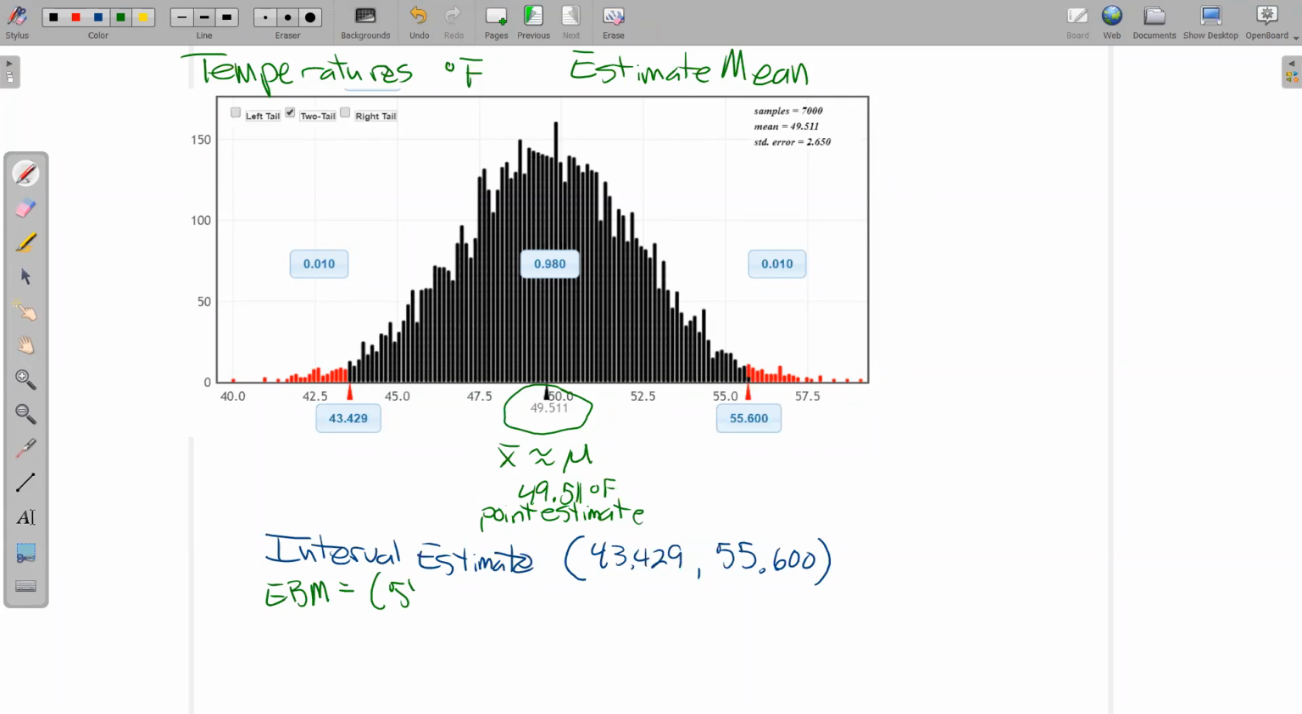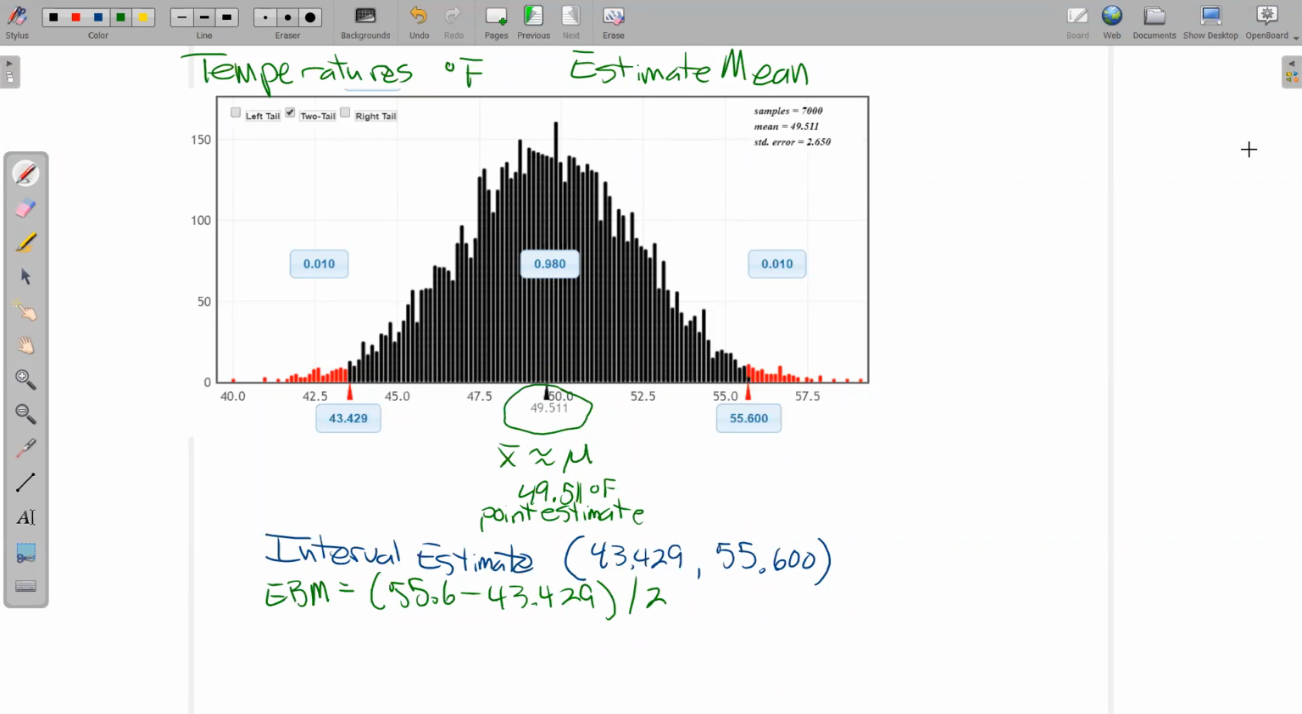So what is 55.6 minus 43.429, and then cut it in half, right? So we take the whole width and we find half of it, which is similar to taking the upper number minus the middle or the middle number minus the lower, but because this is a simulation, it's not perfectly symmetric. So this is the safer way to do it.